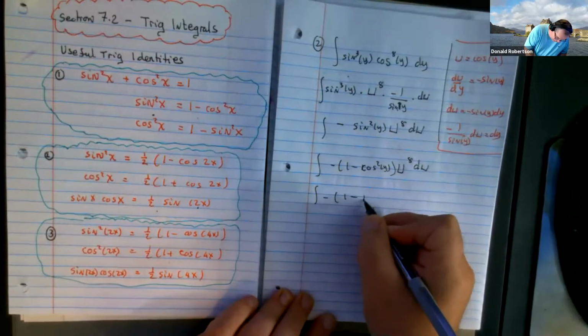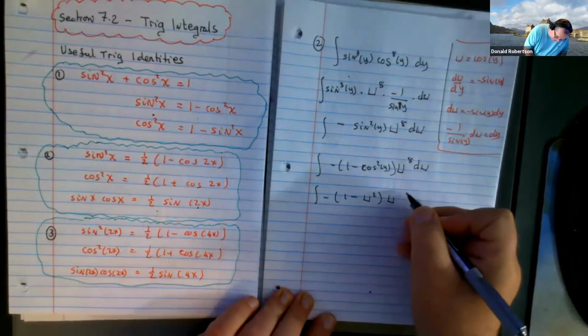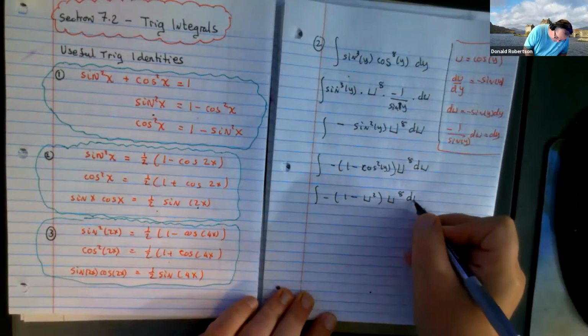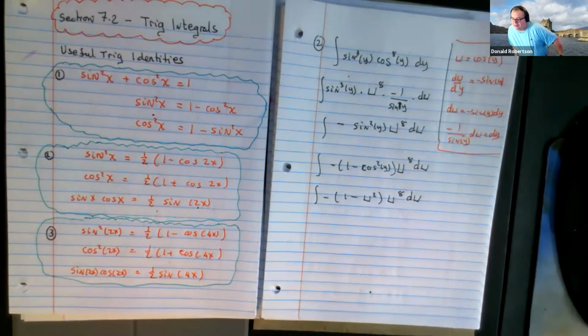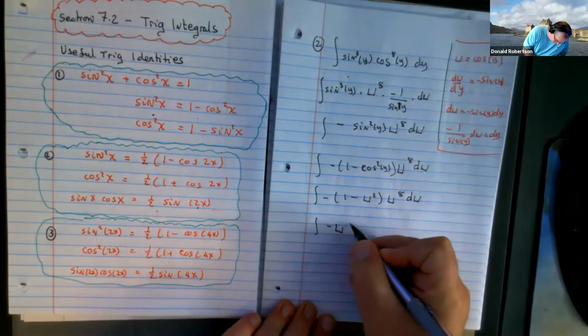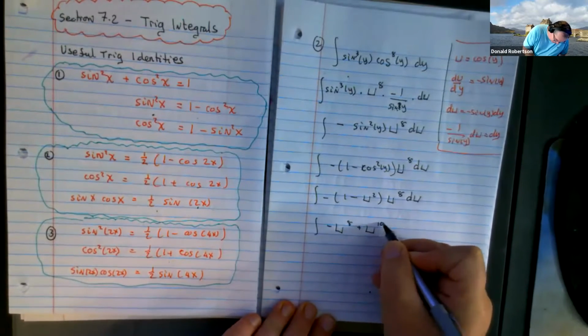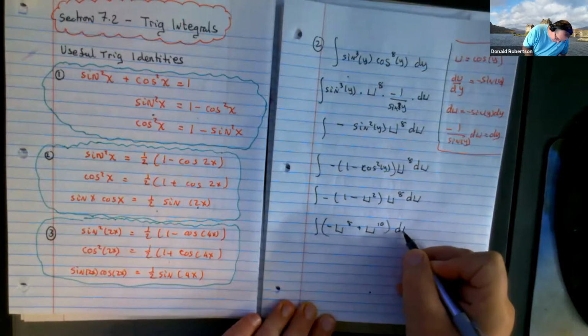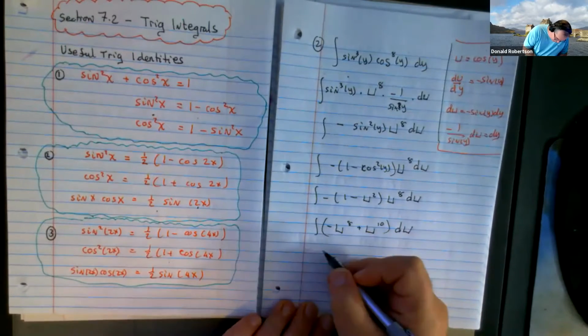And that 1 minus cos squared is the same thing as 1 minus u squared. And hey, isn't that a good place to be now? An integral with nothing but u's. Okay, what's the next line? Distribute. Okay, so I have negative u to the 8 plus u to the 10. And then it's a power rule.